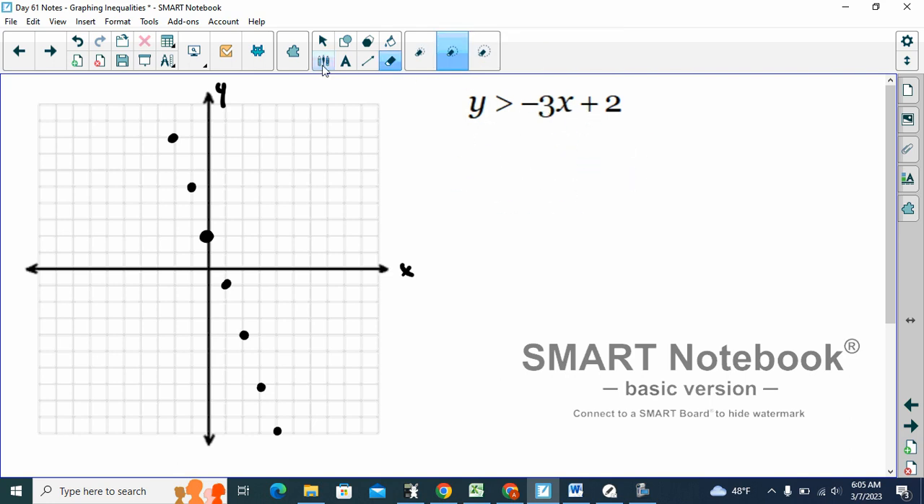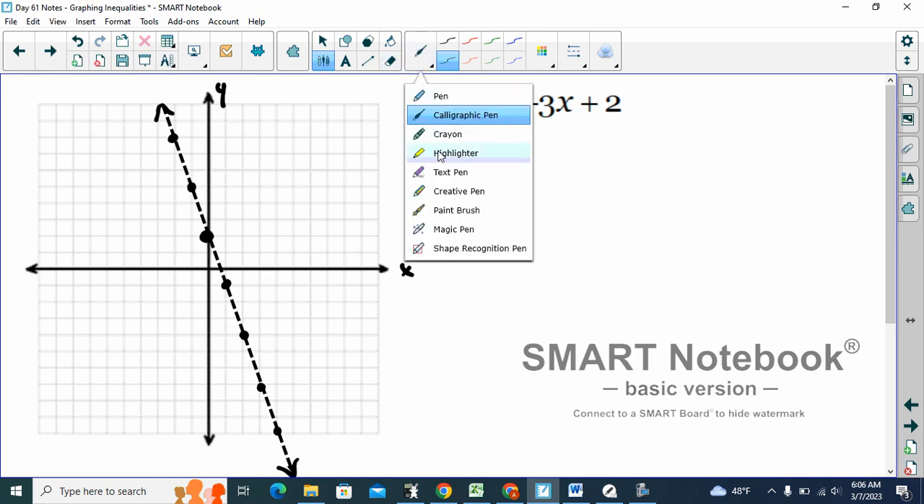Sometimes we have dashed lines, sometimes we have solid lines. Greater than but not equal to, because it doesn't have that line under it. This is a dashed line. And then we need to figure out which way to shade. We did that a couple different ways.